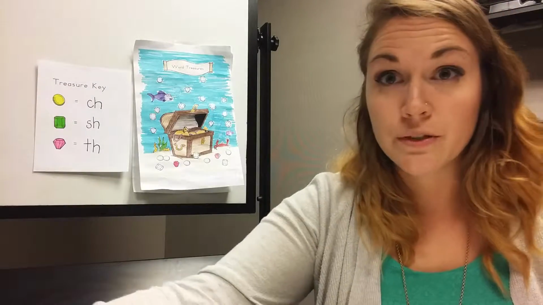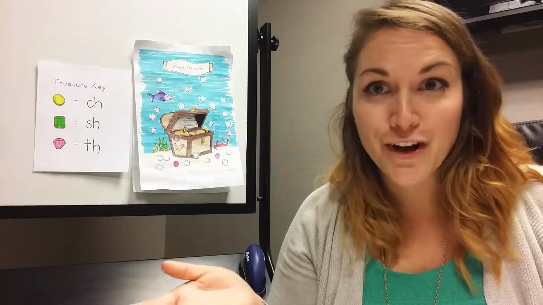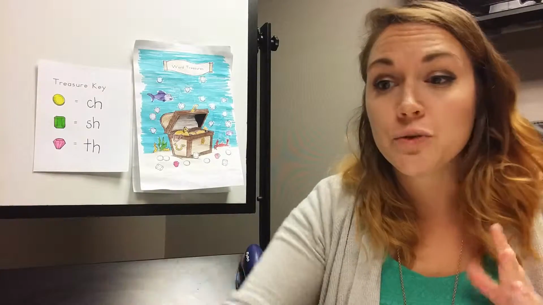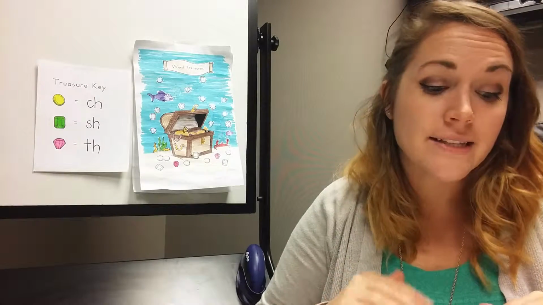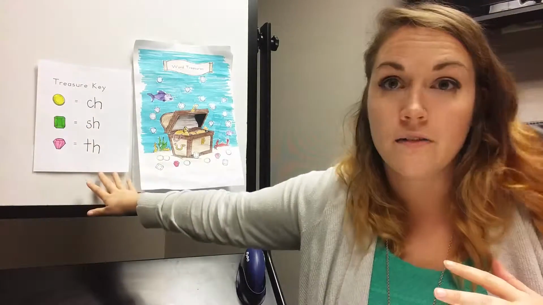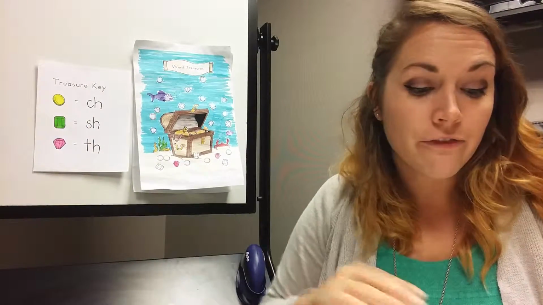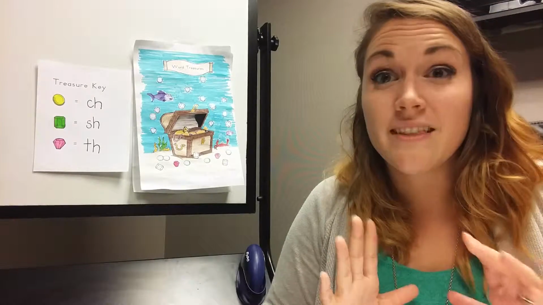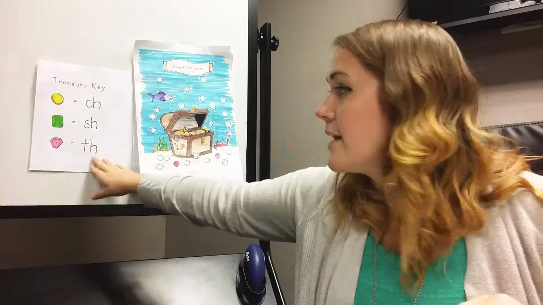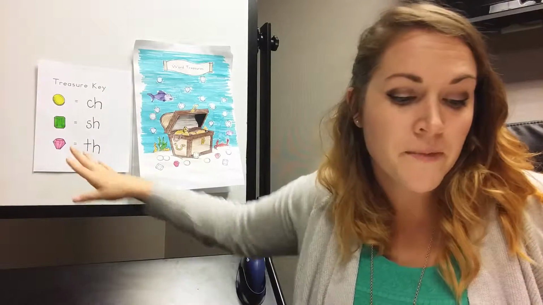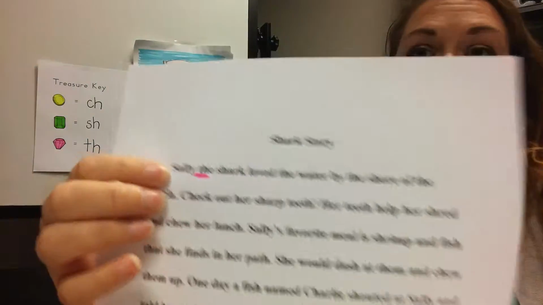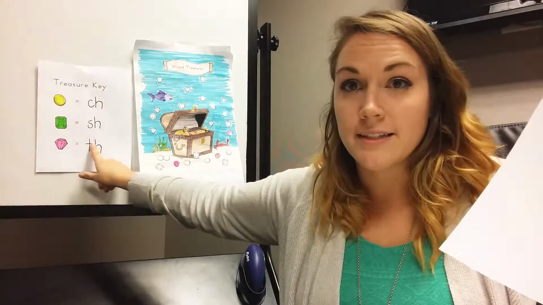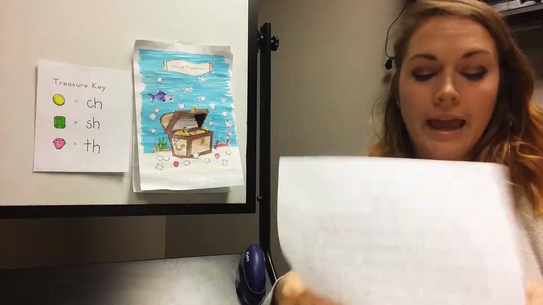So what you'll do is you'll tell the students that they're going on a treasure hunt, and you will have them read the story individually. And what you'll do is you'll have them look for the target sounds that you have up here. And the first target sound that they'll find, the first word that they'll find is "the." So you'll see that "the" has the th sound. And they will underline or highlight it pink because that's what it says up here.